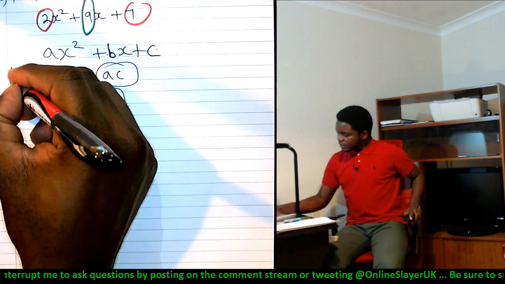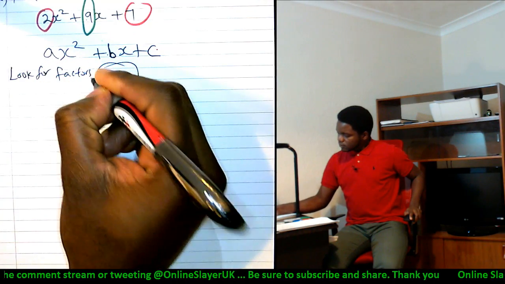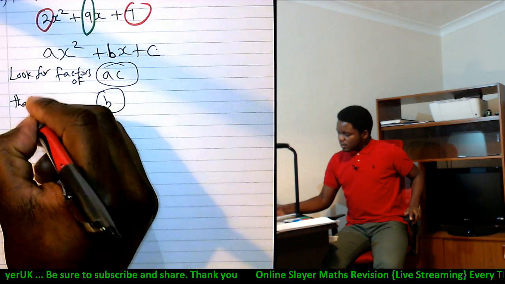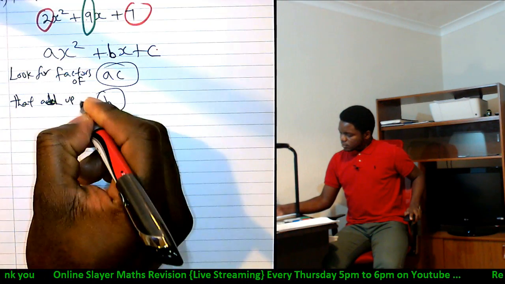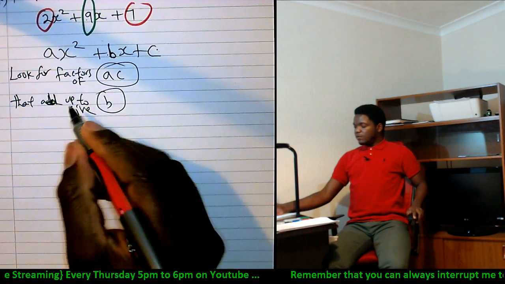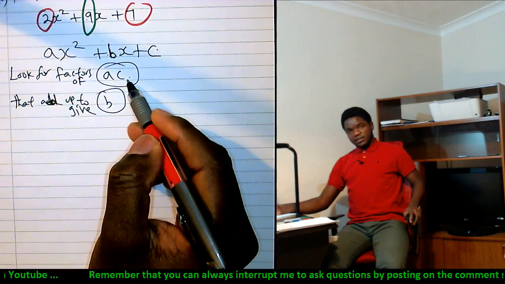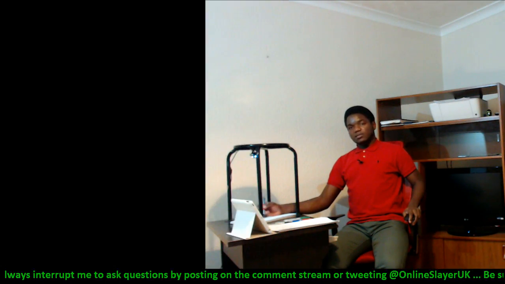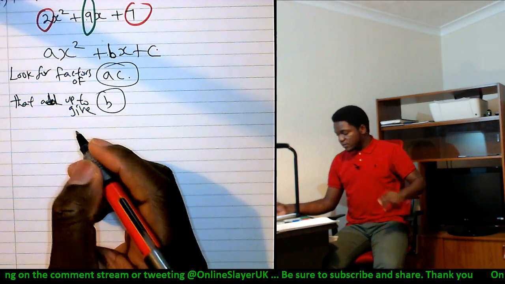So look for factors of AC that add up to give B. So look for factors of AC. AC as a product will give you, in this case, 2 times 7, which is 14. B is 9, right? So look for factors of 14 that when you add them up, you get 9. So that's the thing you need to start looking for first.